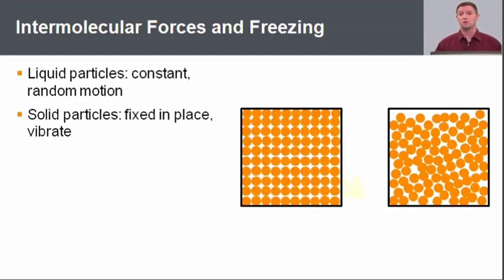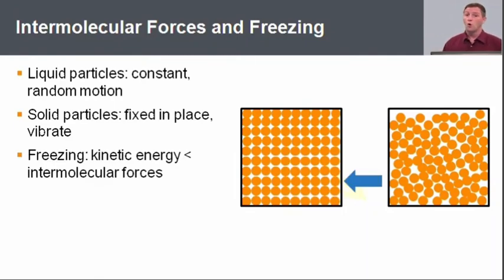They're always in motion. This is compared to a solid, where the particles become fixed in place. Instead of sliding past each other, they only have enough energy to vibrate in the same place. Now, when you freeze, you lose energy. The particles give up their energy, and therefore they go slower. When they're going slower, they can get trapped by the intermolecular forces and fixed in place.